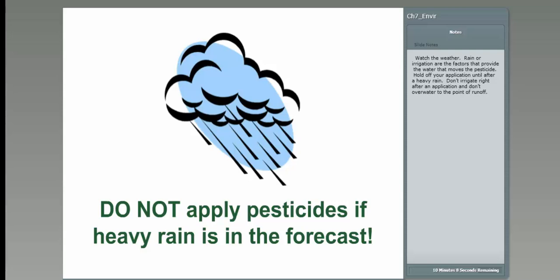Watch the weather. Rain or irrigation are the factors that provide the water that moves the pesticide. Hold off your application until after a heavy rain. Don't irrigate right after an application and don't overwater to the point of runoff.